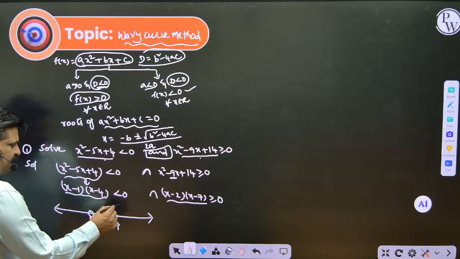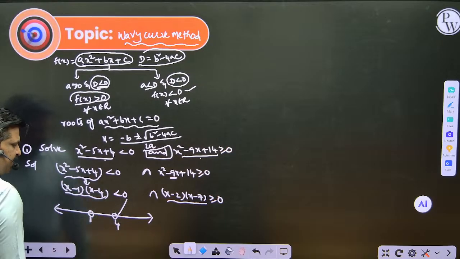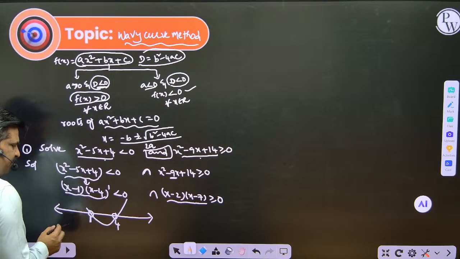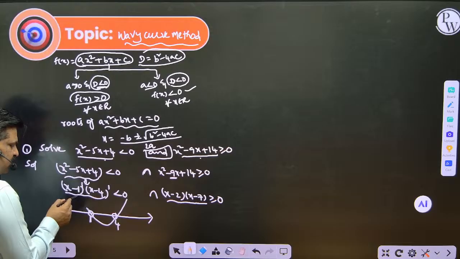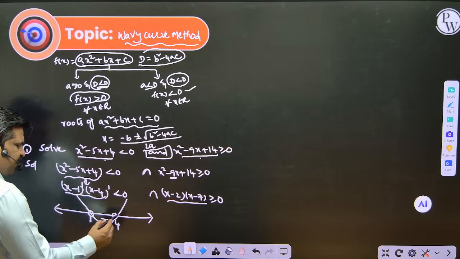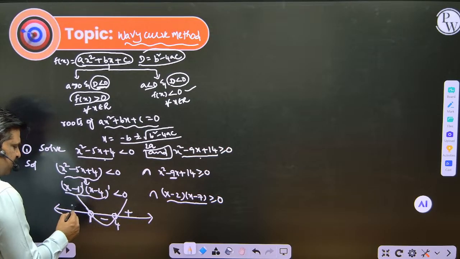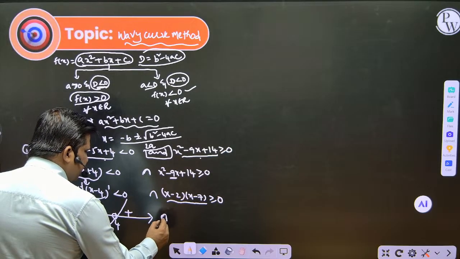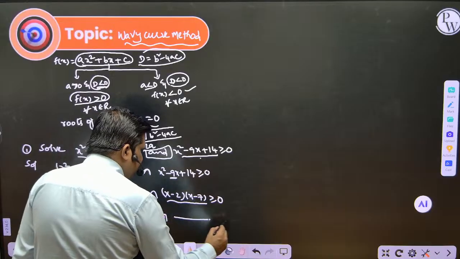Start the wave from the right side of the largest one. See the power of this one is odd, so cross it. Coming to 1, see the power of this one is odd, cross it. Below is negative, above is positive. Similarly, here also plot the zeros on the real line.